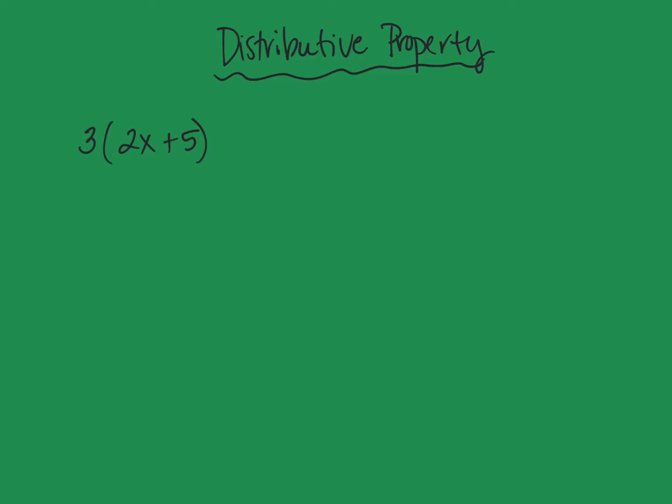So a brief little tutorial on the distributive property. Distributive property is just multiplication. So essentially what we're doing when we do the distributive property here is we're going to take this 3 and multiply it by the 2x. So it'll look like 3 times 2x, and then 3 times 5. And we'll add those together.